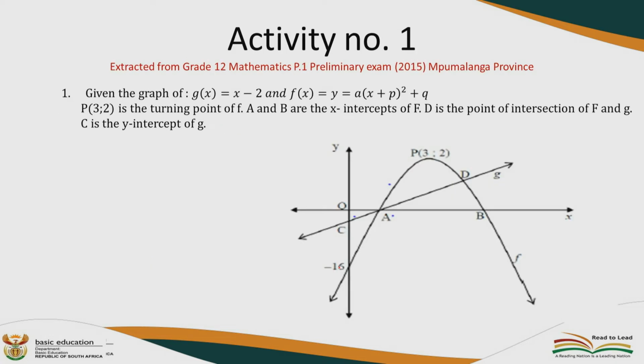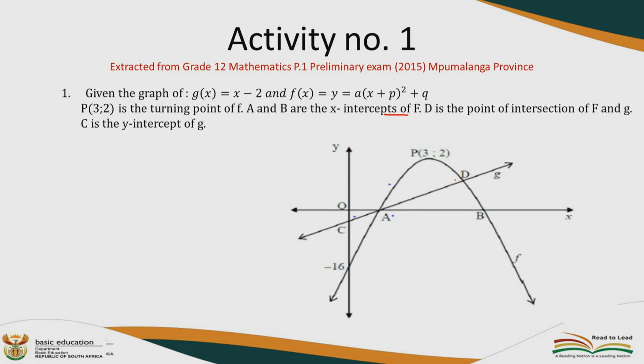Now let's look at activity number 1, which was extracted from the grade 12 mathematics prelim exam 2015 from the Mpumalanga province. We have the question given in this format. You were given that g of x is equal to x minus 2, and f of x, y is equal to a into x plus p all squared plus q, whereby p and 2 is the turning point of f, and a and b are the x-intercepts of f, okay? D is the point of intersection of f and g. So this D is the point where the two graphs meet.